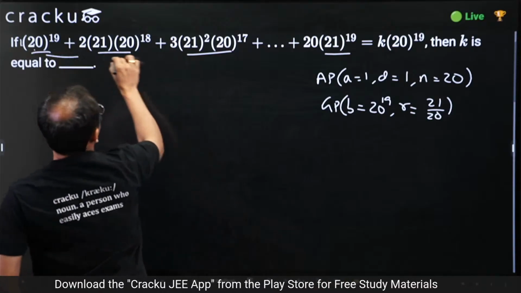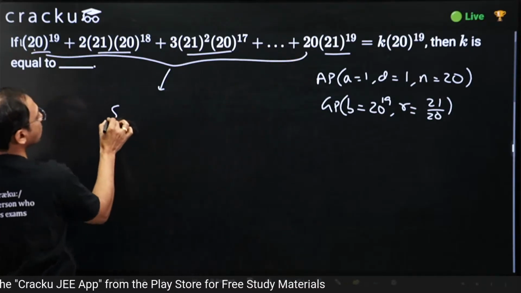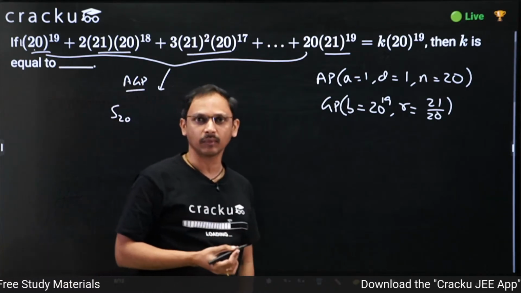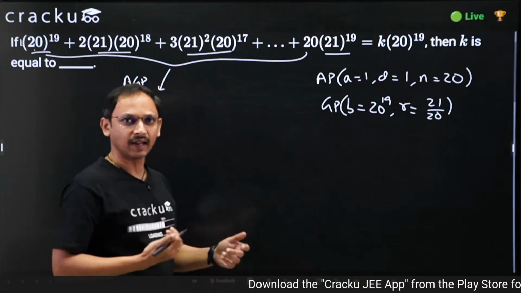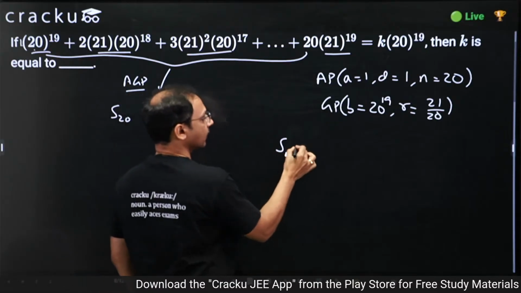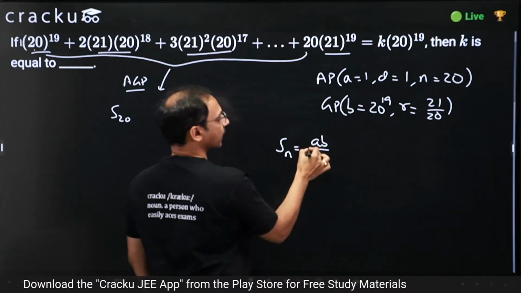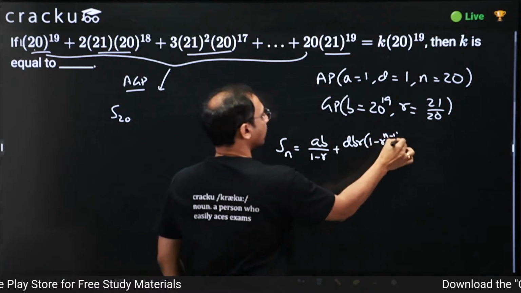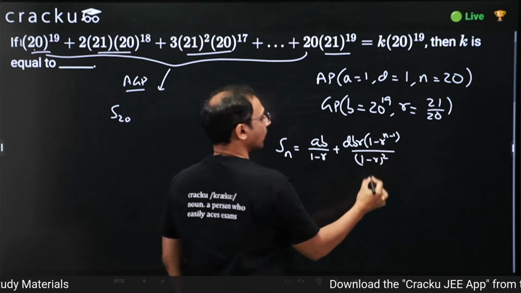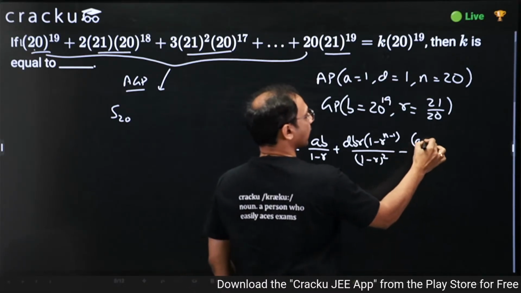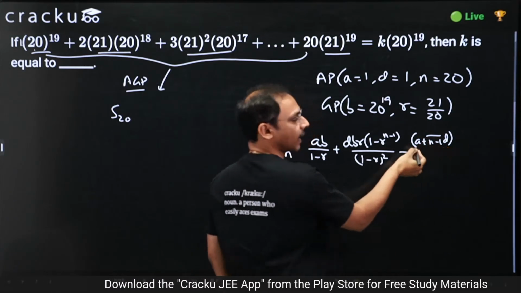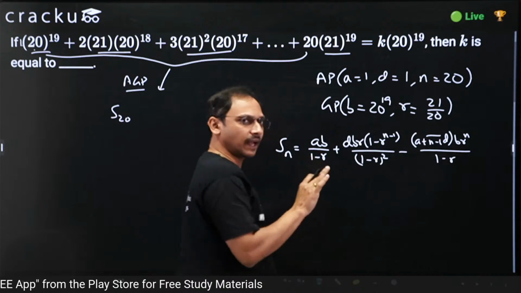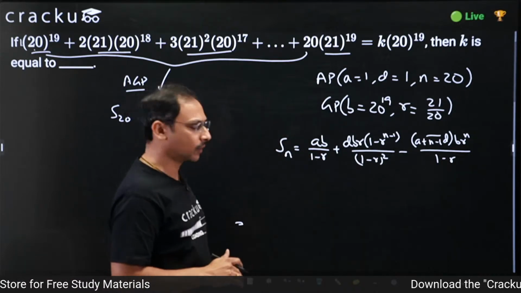And here, this is nothing but sum of the first 20 terms of this AGP. So you need to know the Sn formula for AGP. Now Sn formula is slightly lengthy, but I recommend you remember it. Sn formula will come like this. ab by 1 minus r plus dbr into 1 minus r power n by 1 minus r whole square minus a plus n minus 1 into d. This is nothing but the last term of the AP into br power n by 1 minus r. So it is slightly lengthy, but once you are getting used to it, it's not difficult.